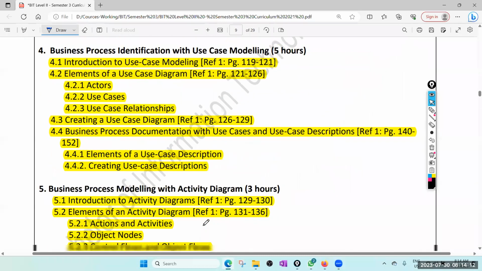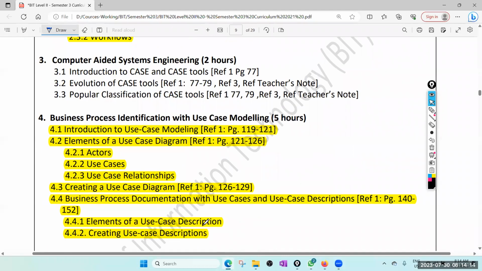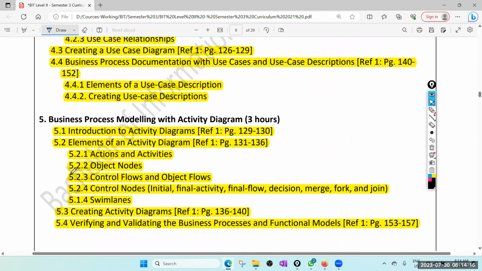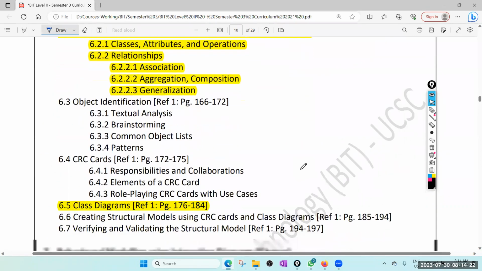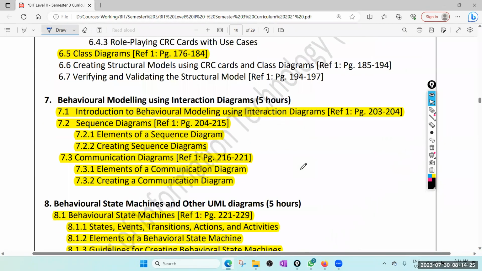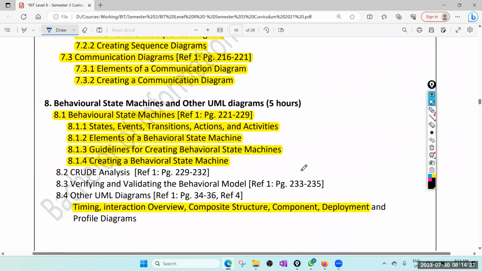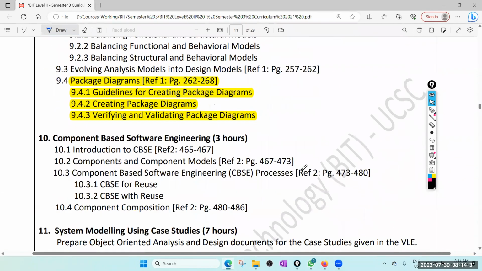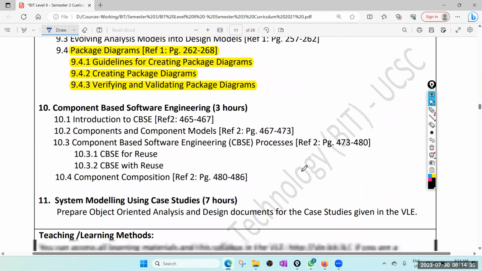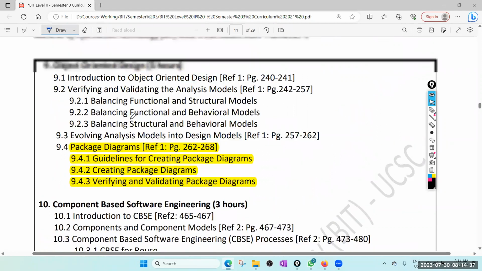For someone who has understood the object-oriented concepts, drawing a class diagram is not a big thing. Drawing a sequence diagram is not a big thing. Drawing a collaboration diagram, communication diagram, state diagram is not a big thing. These are basically modeling other diagrams.